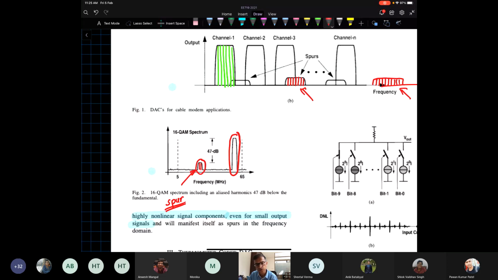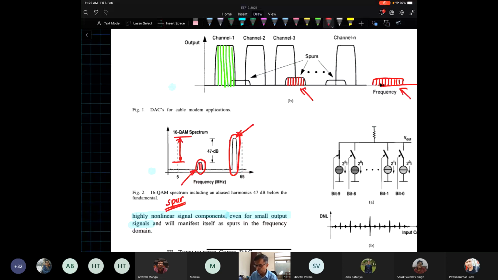So in this particular case, we can see that the spurious free dynamic range that we're going to get is 47 dB. It's a reference to the main spectrum that we want, so how far the undesired spurs are from the desired ones. And that's the way it's expressed in dB, in reference to the desired one.